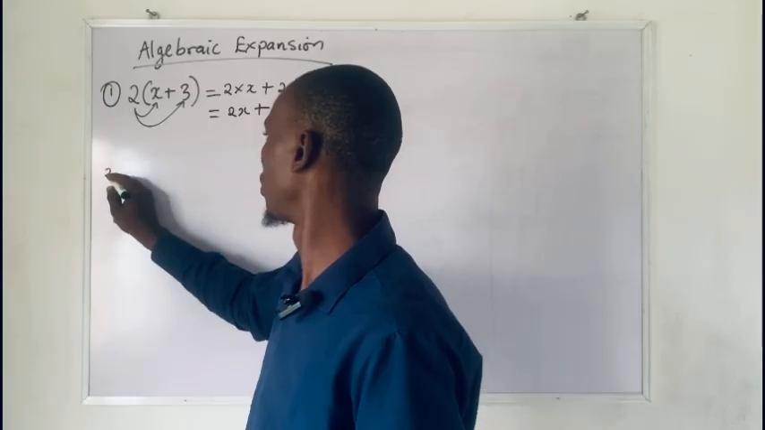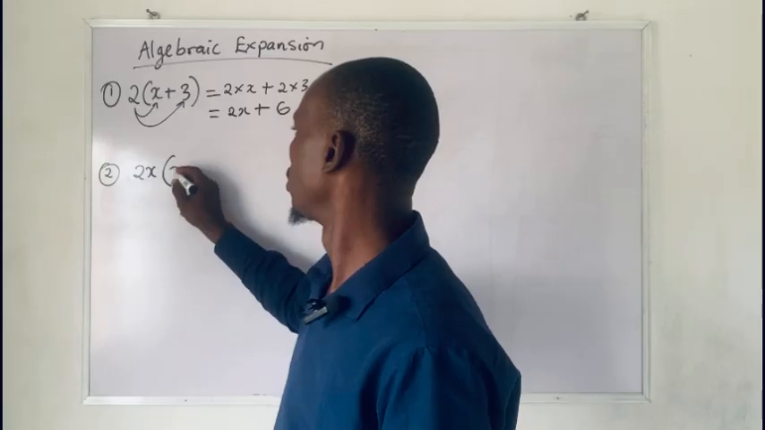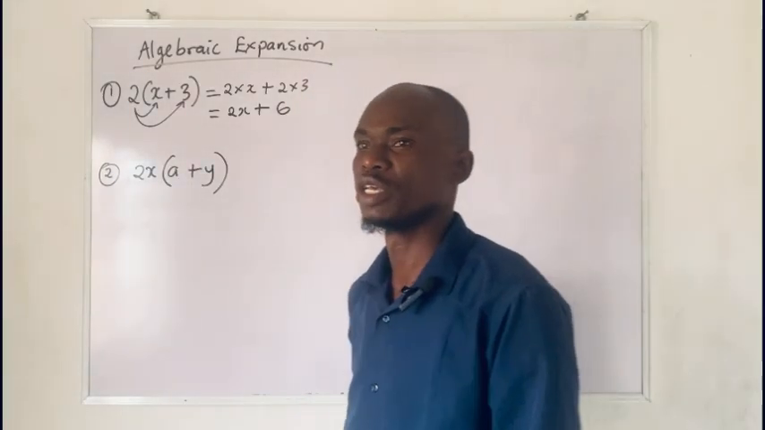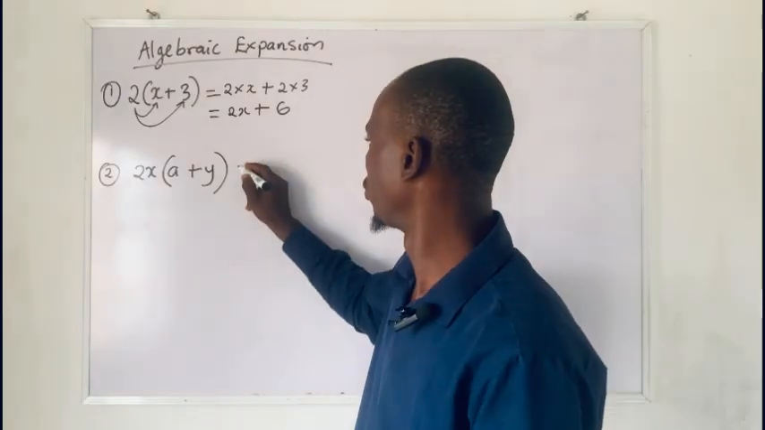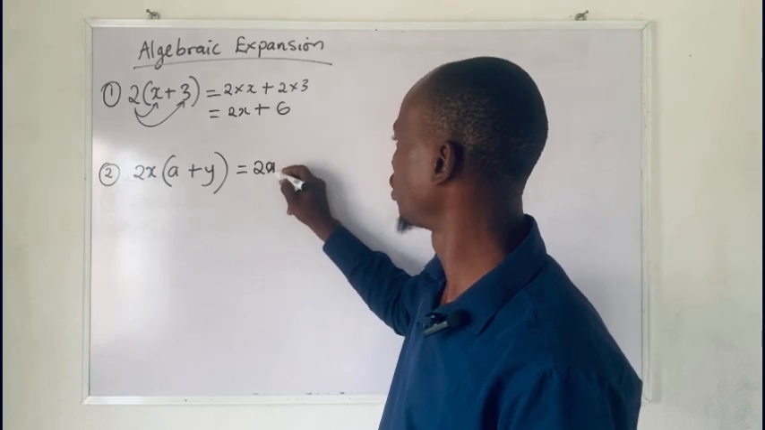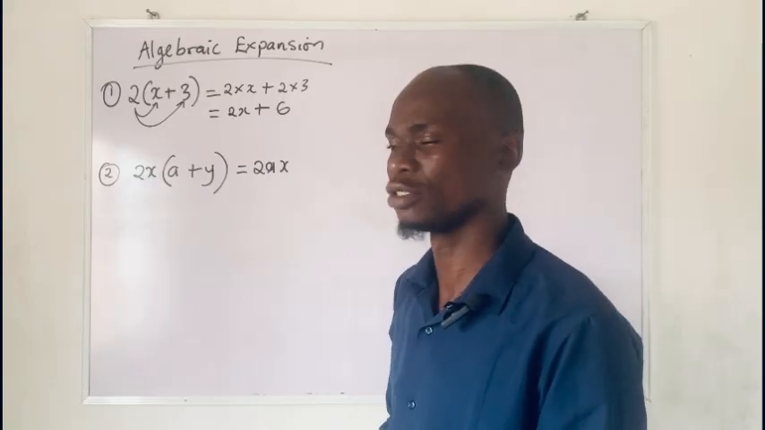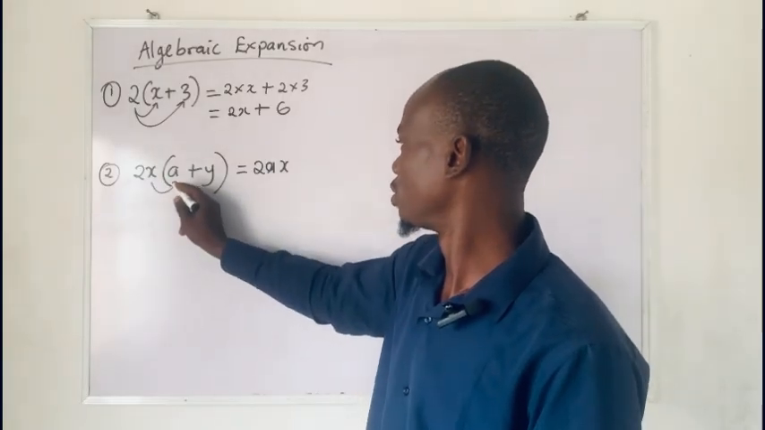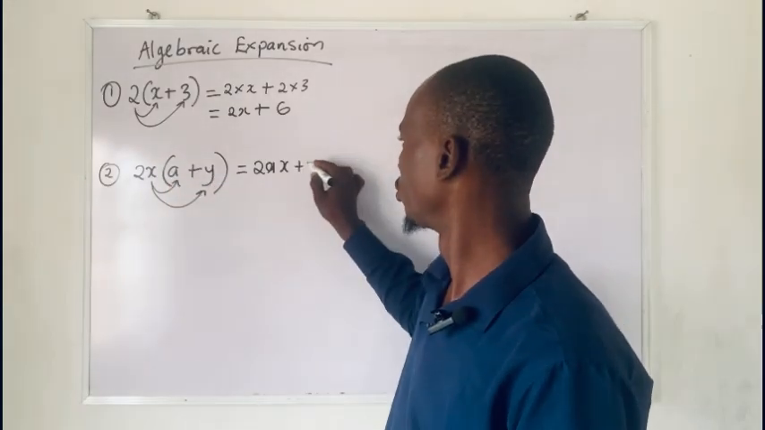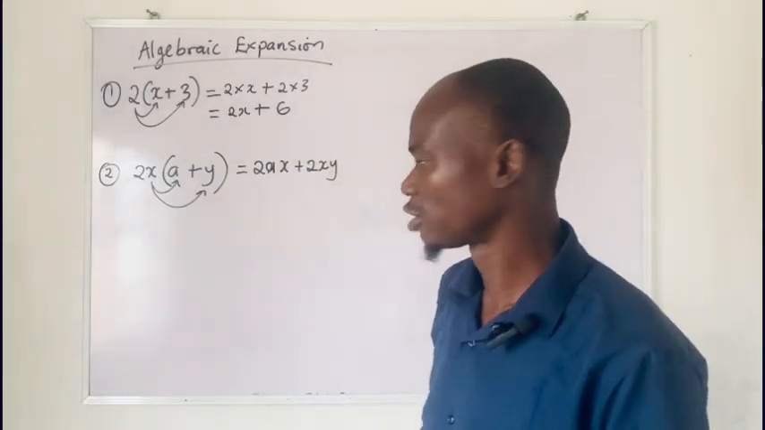In the second example, we are going to have something like 2x into a plus y. If we follow the procedure, this is 2x times a, 2ax. So we say 2xa, but alphabetical order is better in your answer presentation. Which means this times this, then I'll do this times this. 2x times y will give us 2xy. You get it? Let's take the next one quickly.